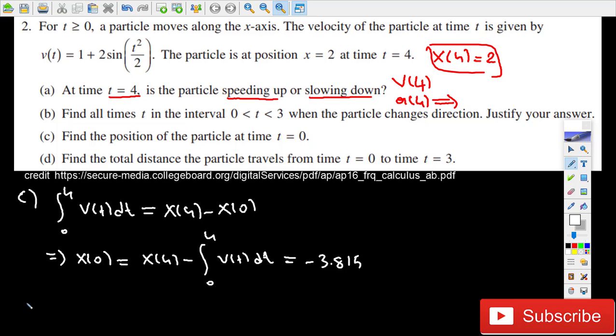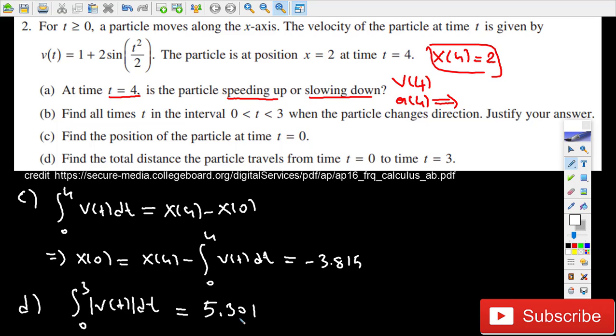In part D, find the total distance traveled by this particle from 0 to 3. So from 0 to 3, the integral of v of t dt. But since we're talking about total distance traveled, I need to put absolute value bars around the velocity function. Making good use of the calculator, this is going to be equal to 5.30.